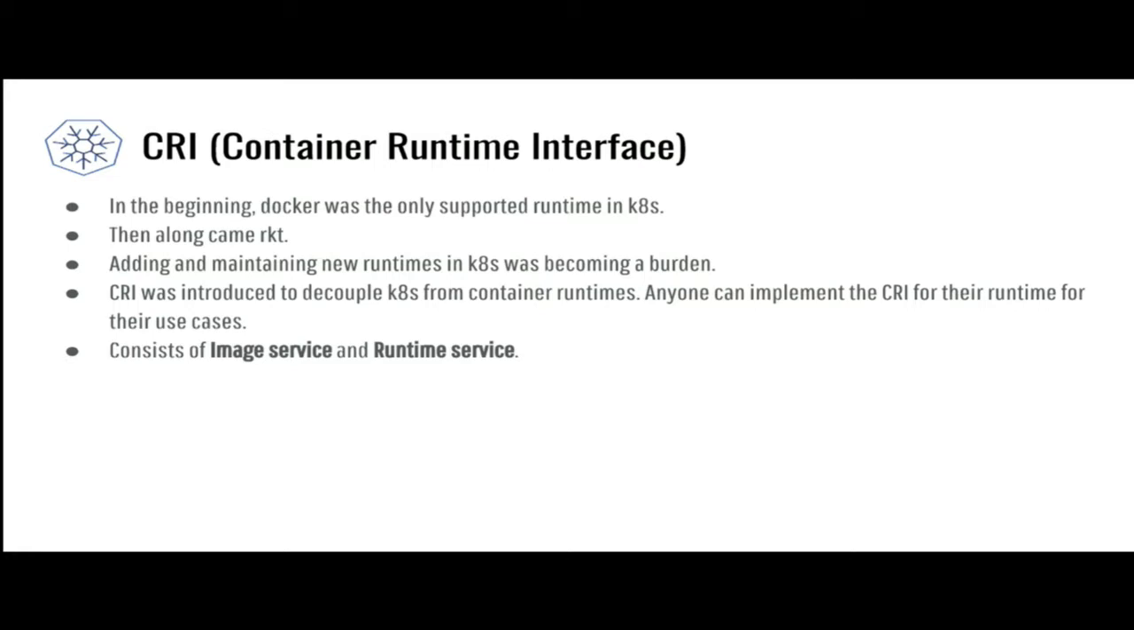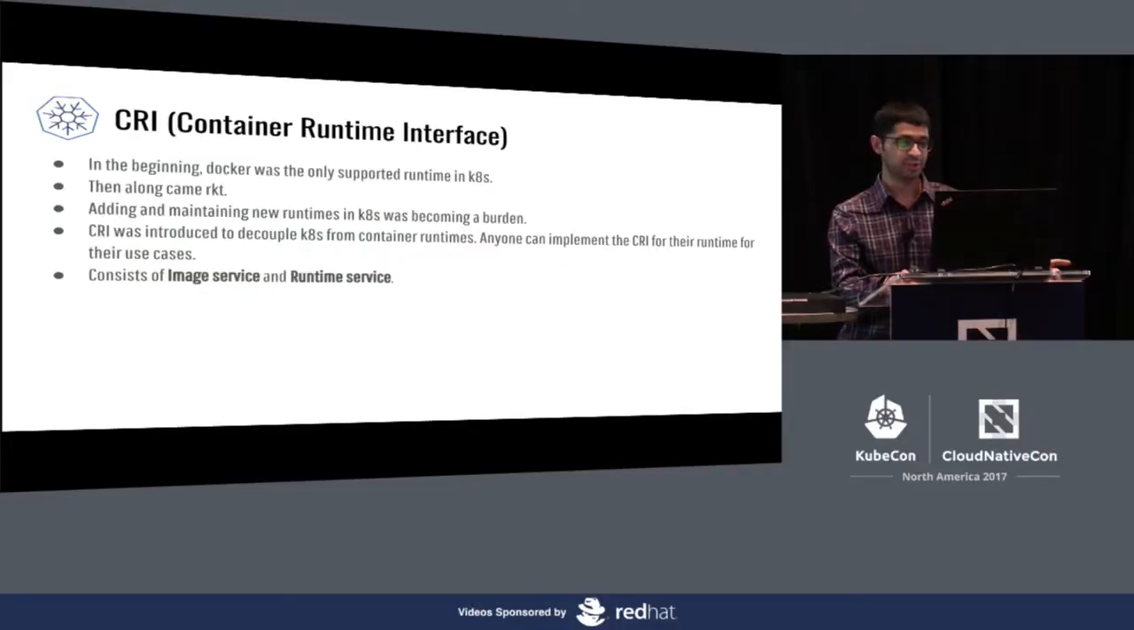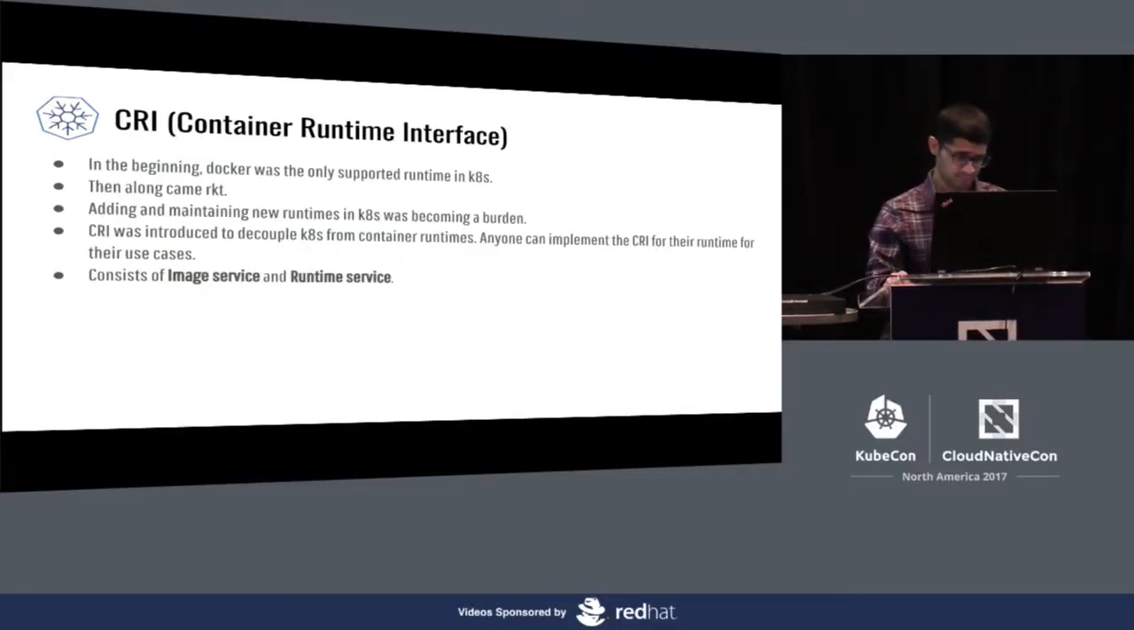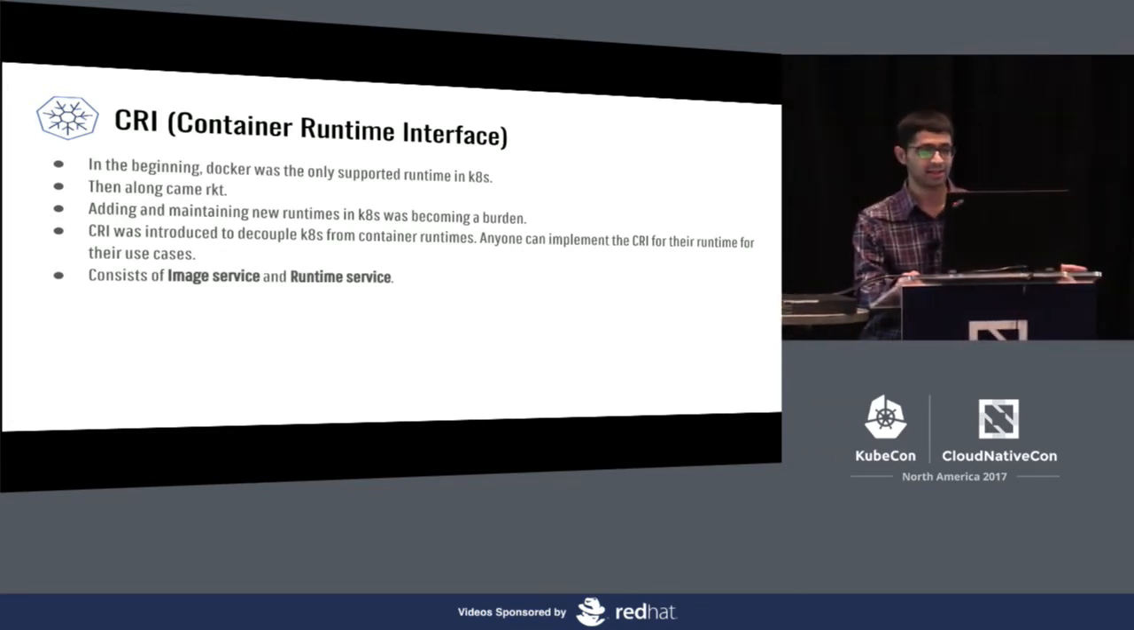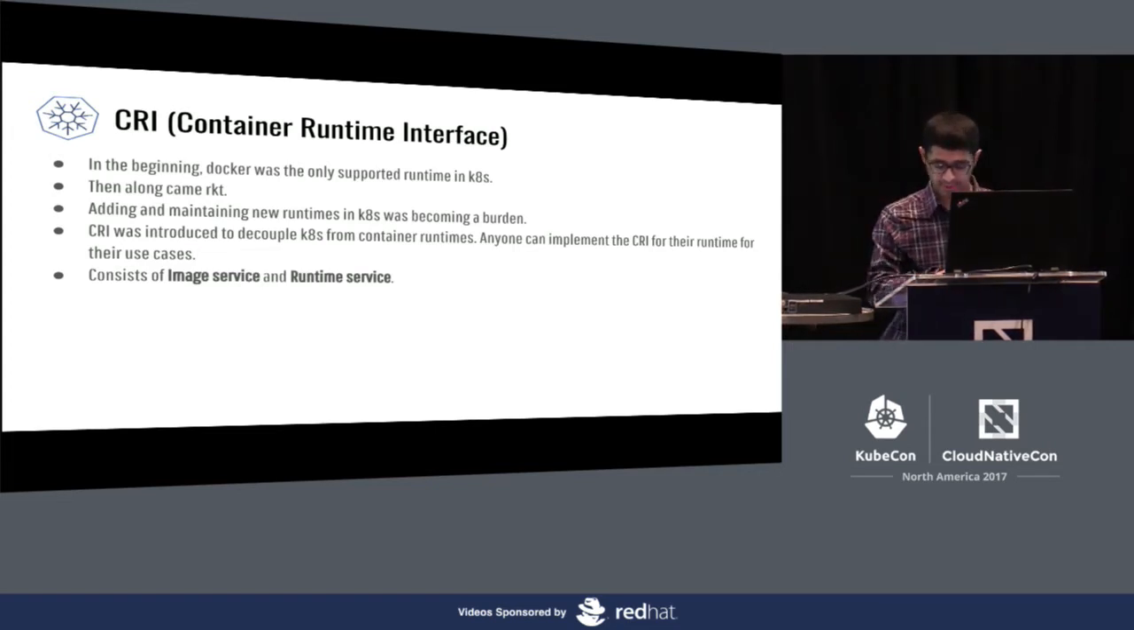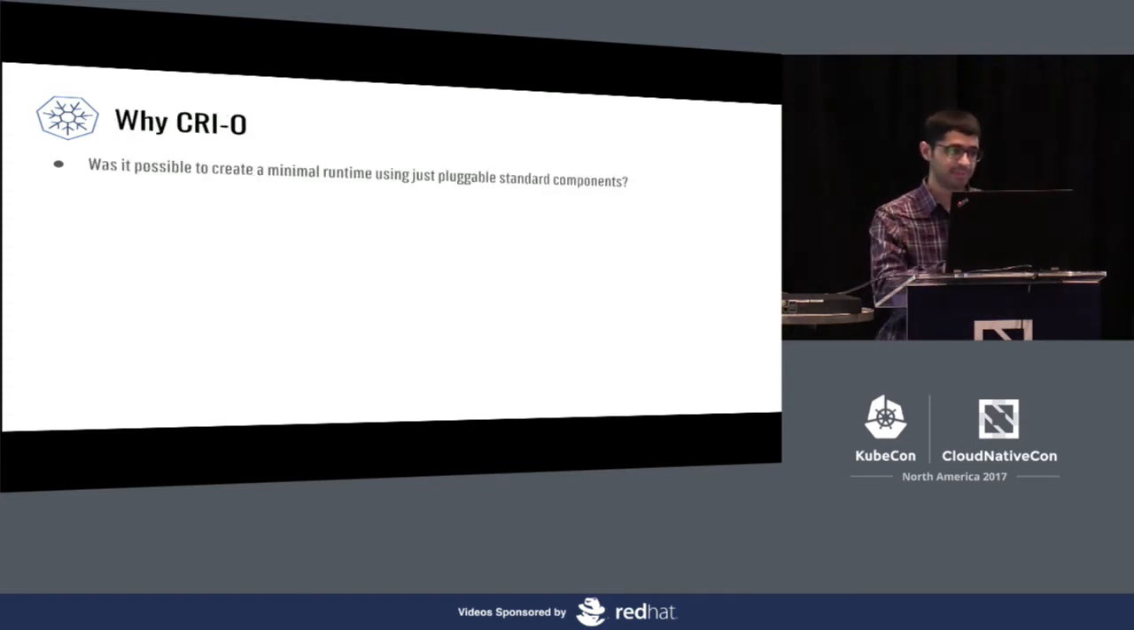It's basically a gRPC-based API. So Kubelet implements the client side of the API, and anyone who's interested to plug in a new runtime can come in and implement the server side for the use cases. The gRPC has different services, and the CRI consists of two services, the image service and the runtime service. We'll go into some detail about what that means.